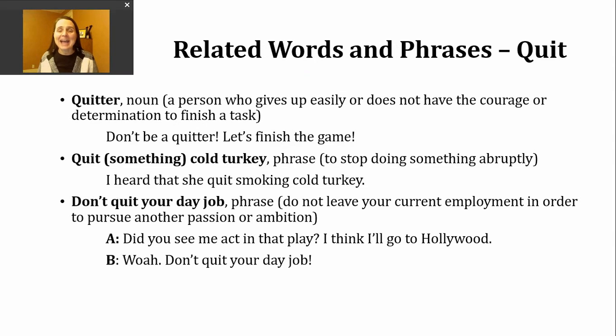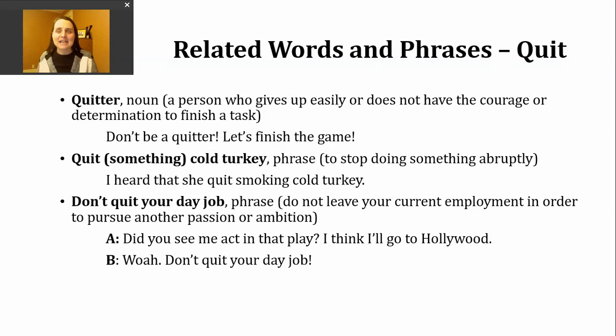Now let's take a look at some related words and phrases to our verb quit. The first word we're going to look at is the noun quitter. This is a bit informal, but it generally means a person who gives up easily or doesn't have the courage or determination to finish a task. I feel like this is probably a word we hear children use more than adults. So encouraging somebody not to give up, perhaps, right? So someone might be kind of frustrated, they're losing a particular game, and so they go, I quit, right? And the next person or their friend says, don't be a quitter, let's finish the game. Who knows, maybe you could still win.